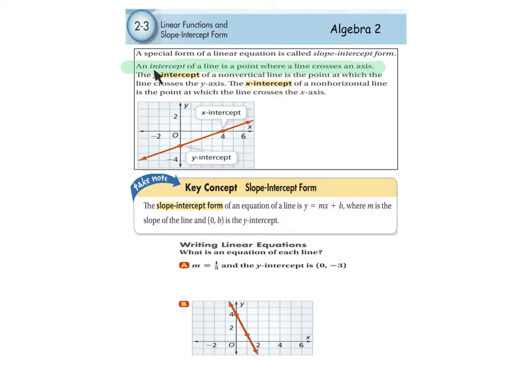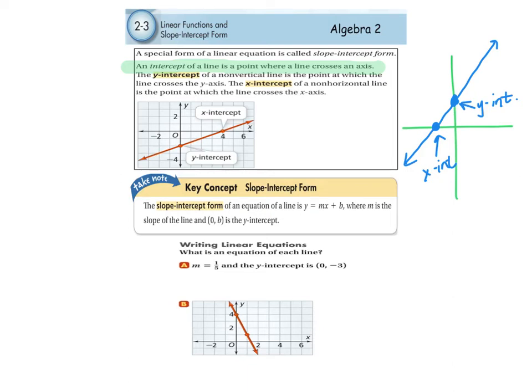First of all, let's talk about what an intercept is. An intercept of a line is a point where the line crosses an axis. So wherever you have the xy axis here, and if I were to take a line, wherever it hits the axis, right here, you'll notice it hits the x-axis. That's called the x-intercept. And right here, it hits the y-axis. That's called the y-intercept. Today, you're going to be using the y-intercept quite often.